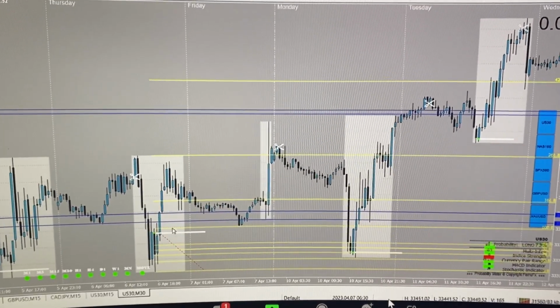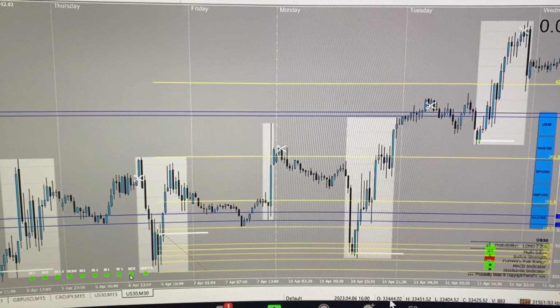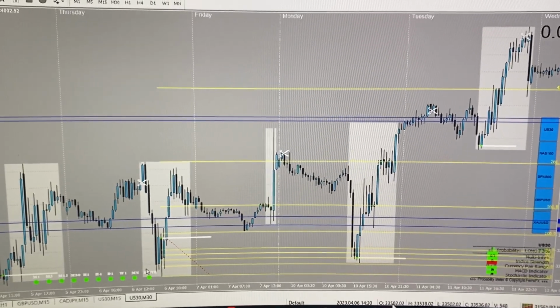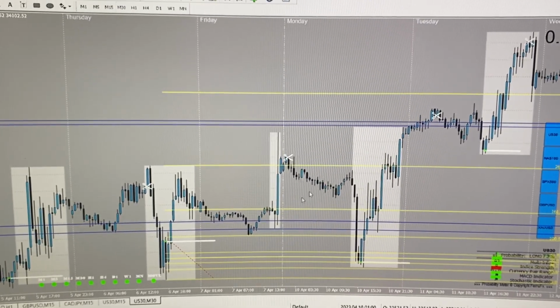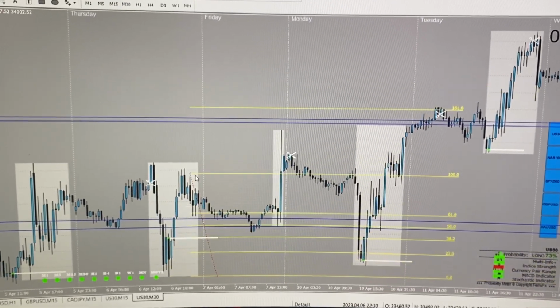And then the market goes up. See what I'm saying? So that's just something that you might want to back test and see if you can identify that, so you know where the market's going to pull back to. Right?